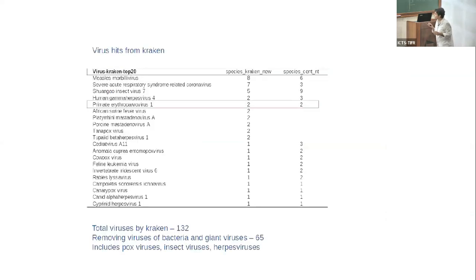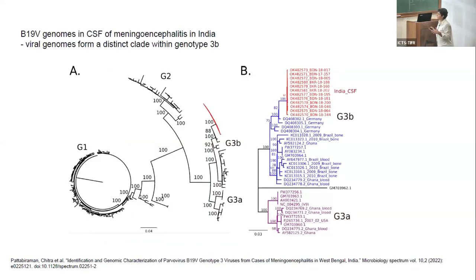So what we did was, with the 137 samples that I showed you, we ran Kraken and so on. And one of the things that we got that we hadn't expected was this primate erythroparvovirus 1. We got it in two samples. We got it both by Kraken as well as by Centrifuge. And so then we got the entire genome of this organism out.